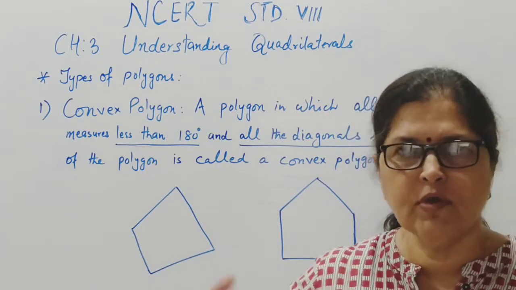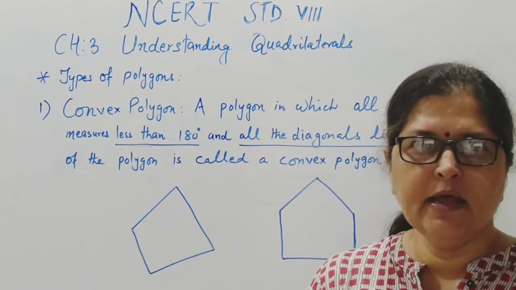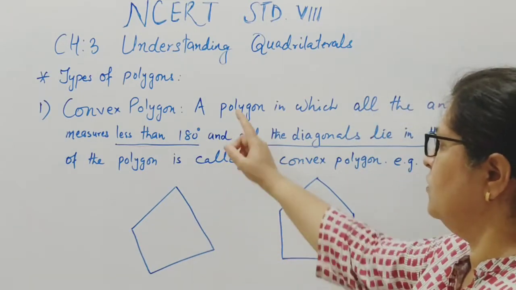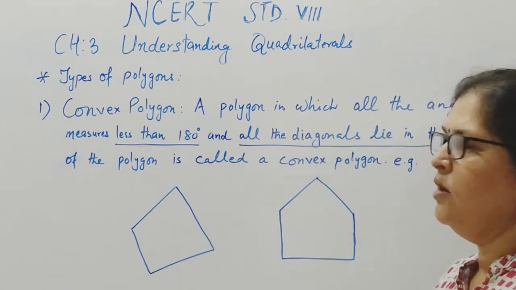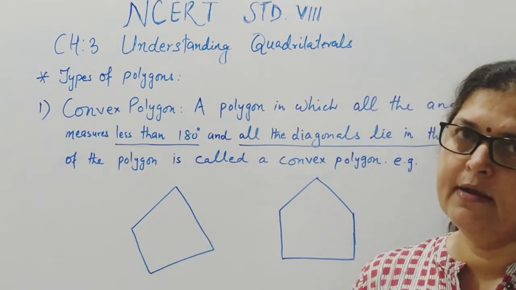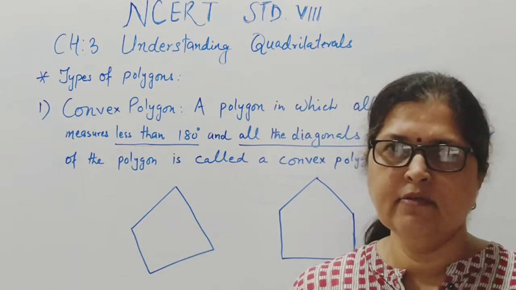I am Kiran Mam. Now we are going to start with types of polygons. There are different types of polygons. Number one, convex polygon. What is a convex polygon? A polygon in which all the angles measure less than 180 degree and all the diagonals lie in the interior of the polygon is called a convex polygon.